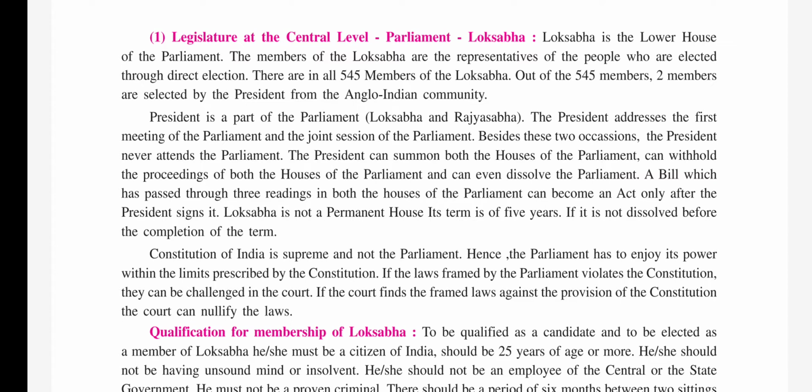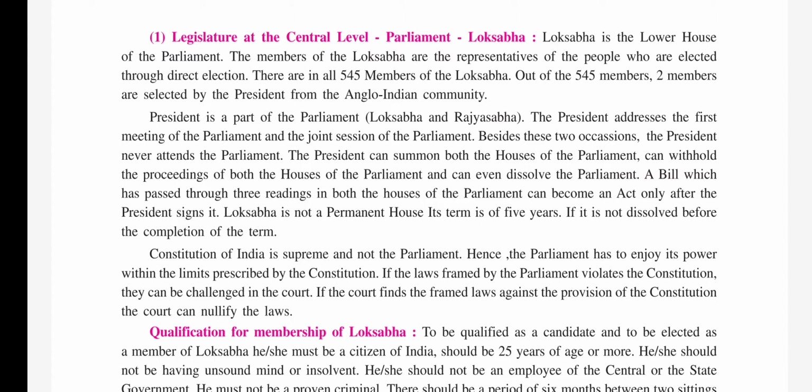So as you all know, Lok Sabha is the lower house of the parliament. We have two houses in our parliament, Lok Sabha and Rajya Sabha. And in that, Lok Sabha is the lower house of the parliament. The members of the Lok Sabha are the representatives of the people who are elected through direct election.